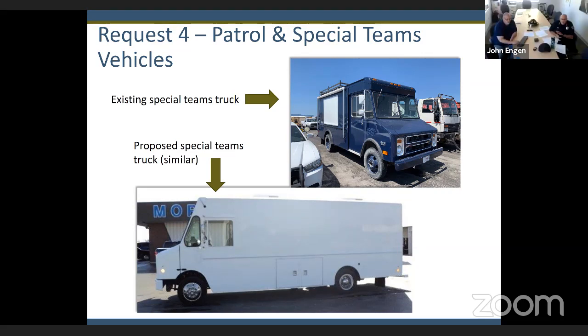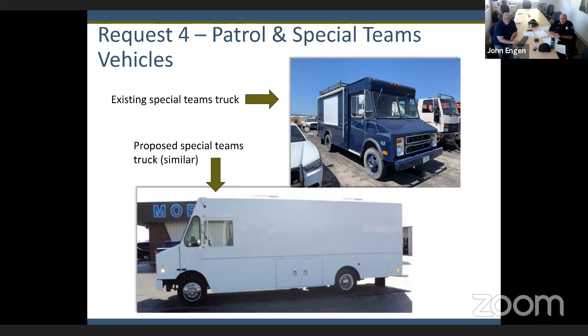So the next I want to talk about the special teams equipment vehicle. And I want to talk about what it is and what it is not. First of all, it is not an armored personnel carrier. It has zero armor to it. It is a van that the department has used to transport our special teams equipment to critical incidents. The vehicle that you see at the top of your screen in blue is a vehicle that the department has had for the past 11 years.